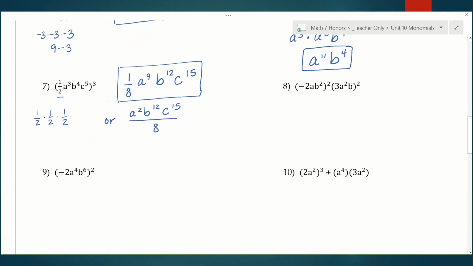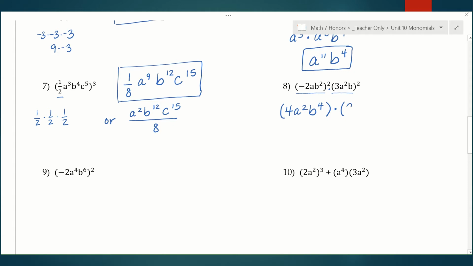All right, number 8, we have a lot going on here. So I can see that I have a monomial squared times, there's no multiplication there, but we assume that it's multiplication, times another monomial squared. So according to the order of operations, I need to square those two monomials first before I multiply them together. Okay, so the first monomial, negative 2 squared. Negative 2 times negative 2 is positive 4. And then I have an a to the first squared, which is a squared, and a b to the second squared, which is b to the fourth. I'm going to put that in parentheses because I'm going to multiply it by the second monomial squared.